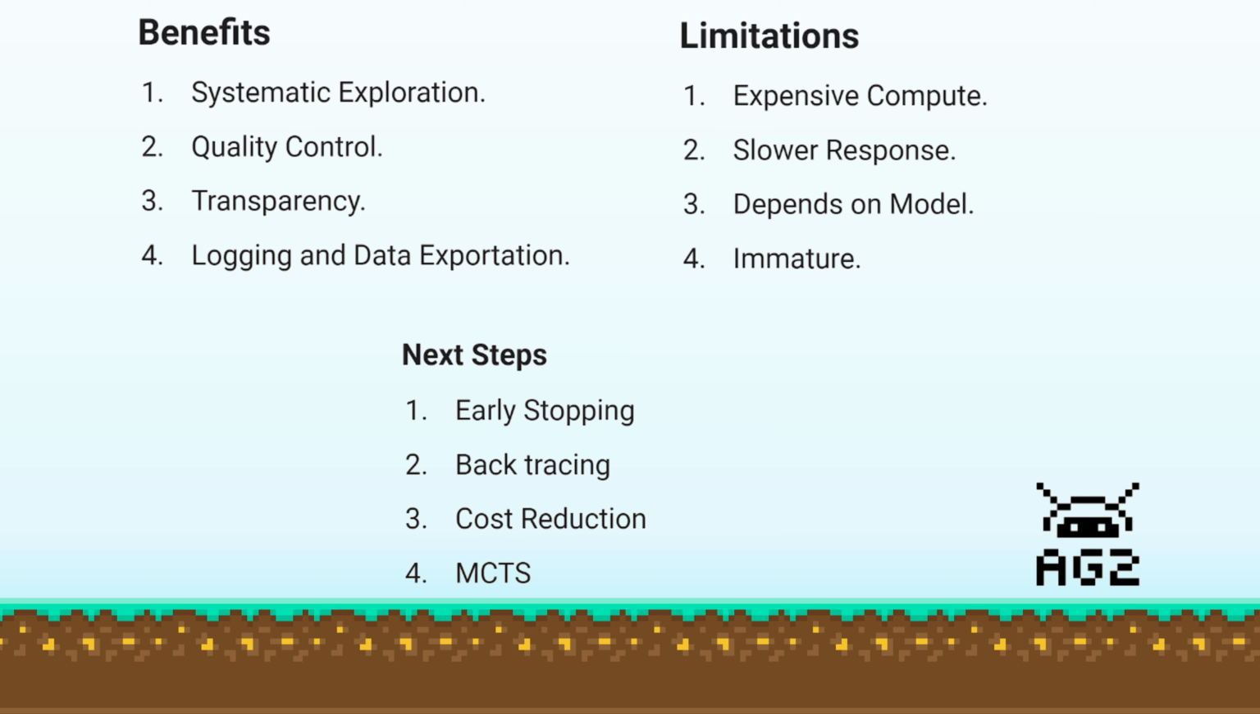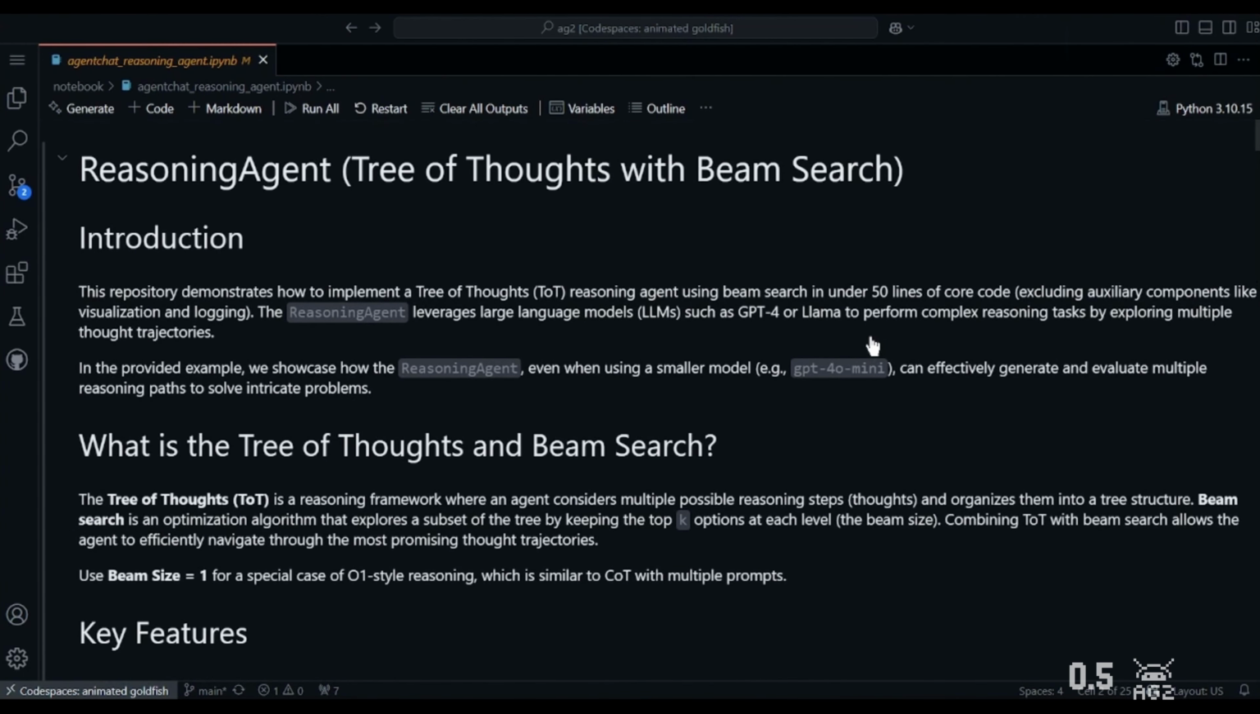However, there are several limitations that must be acknowledged, and more future developments are needed to make the design flexible, such as allowing users to configure early stopping, enable backtracking, reduce the inference costs, and include more search algorithms such as Monte Carlo tree search. Let's jump into the code.